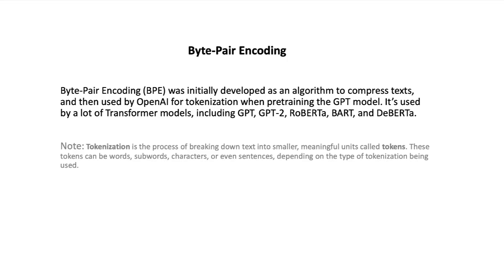As a quick reminder, tokenization is a process of breaking down text into smaller, meaningful pieces called tokens. These tokens can be entire words, parts of words, or even individual characters, depending on the tokenization method.